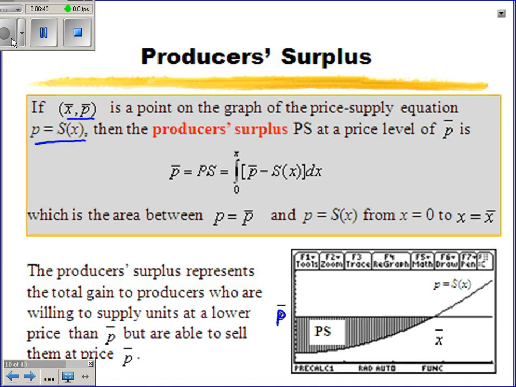So P bar here is this fixed price that we're going to be interested in. So that's just the price that we're going to be looking at to investigate this producer surplus. The price supply equation here is going to be this function S of X.